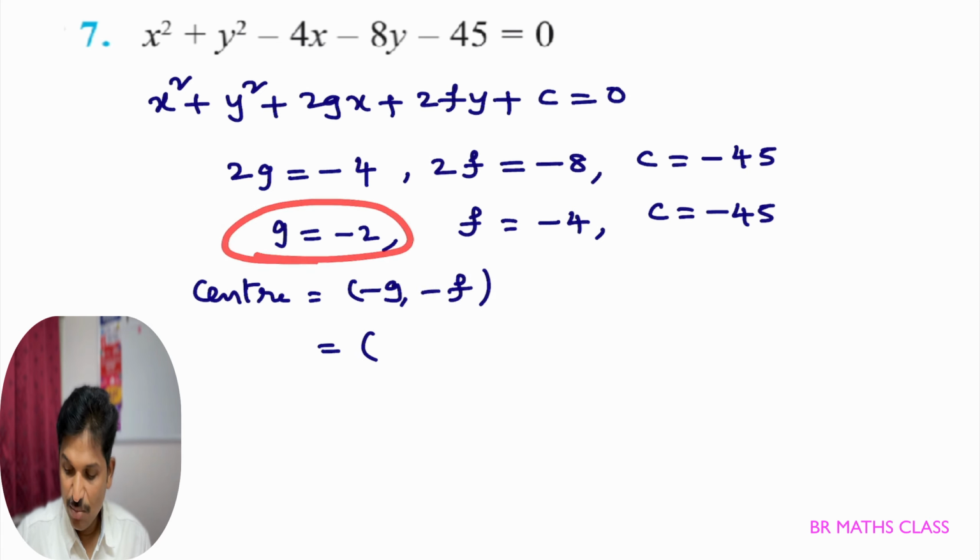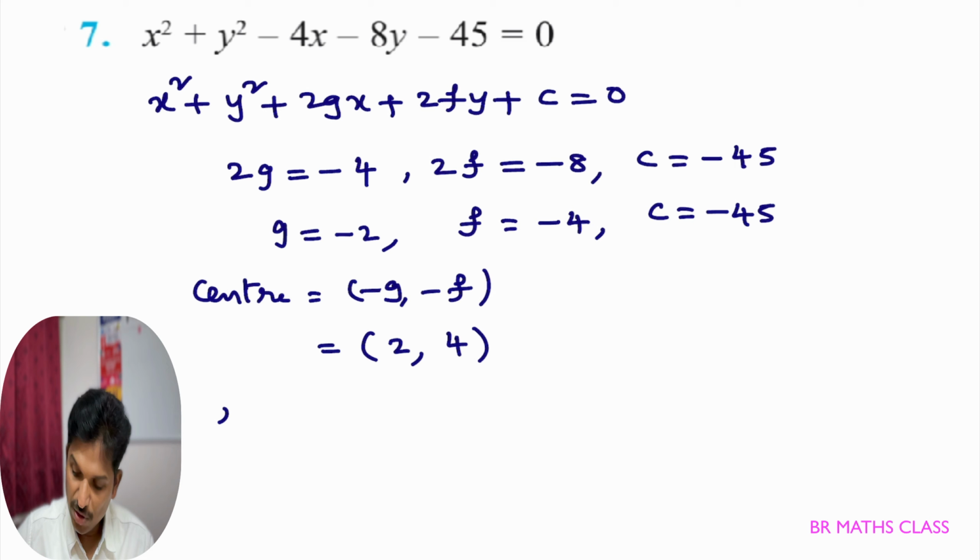Minus G means multiply with minus on both sides. Minus of minus will become plus 2. So minus G is what? Minus G is 2 comma minus F. What is F? F is minus 4. Minus F is what? Minus F means multiply with minus on both sides. Minus F is 4. Right? Okay. Now I got the center.